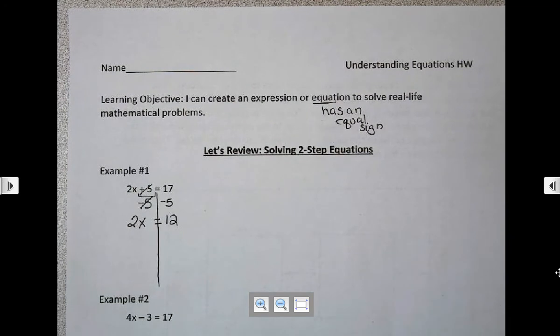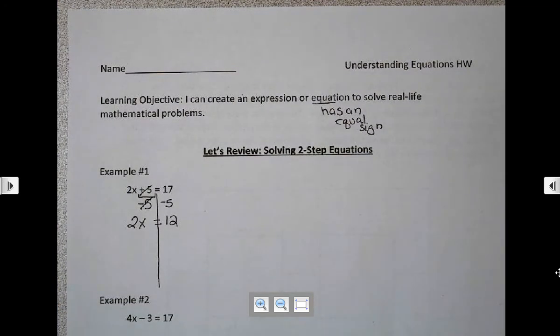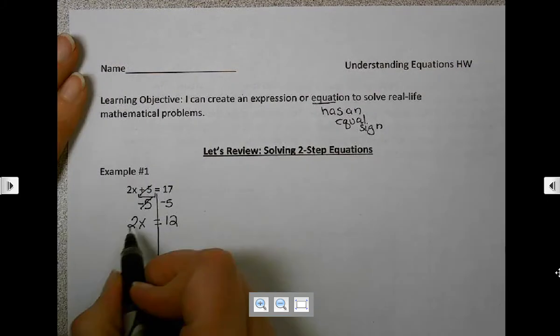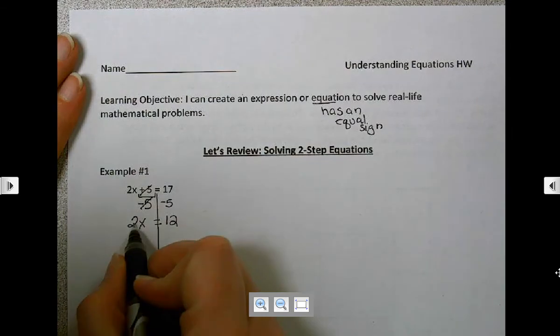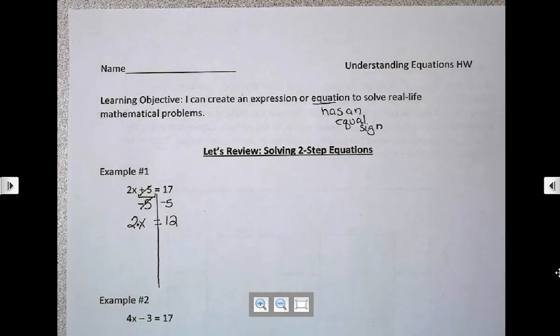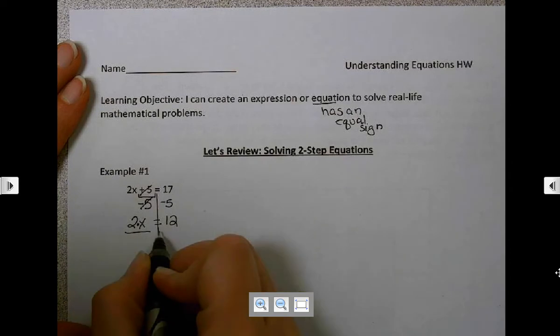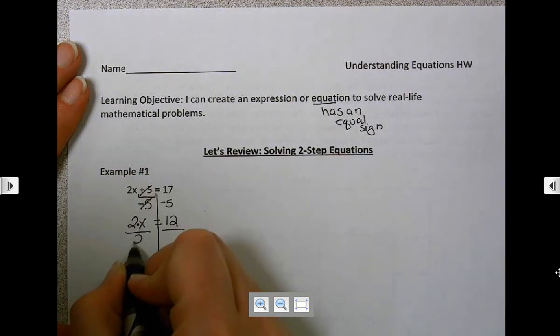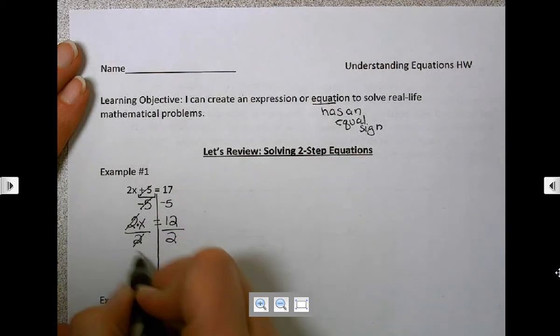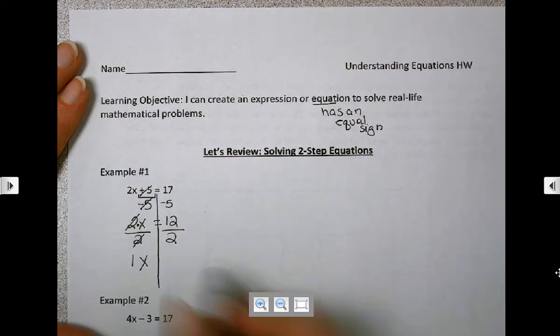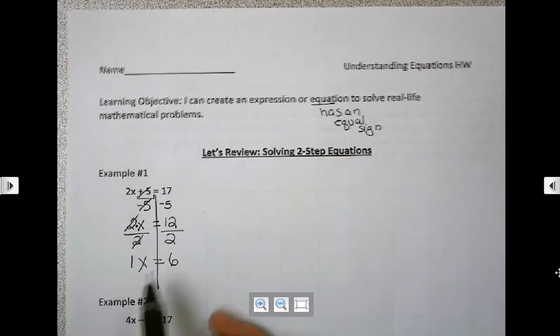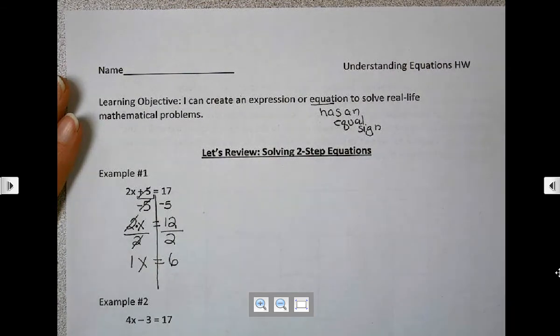Okay. Our next step is to figure out the opposite operation of 2x. Now, as you hopefully remember, 2x is the same as 2 times x, except we don't have to put the multiplication symbol in there. So the opposite operation of 2 times is divided by. So we are going to divide both sides of the equation by 2. 2 divided by 2 is going to give us 1 or 1x. And 12 divided by 2 will give us 6. So the unknown number, the variable, x, is equal to 6.